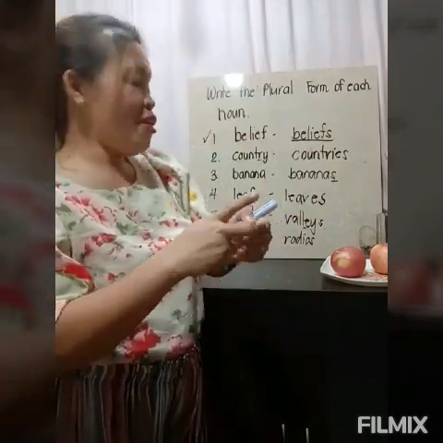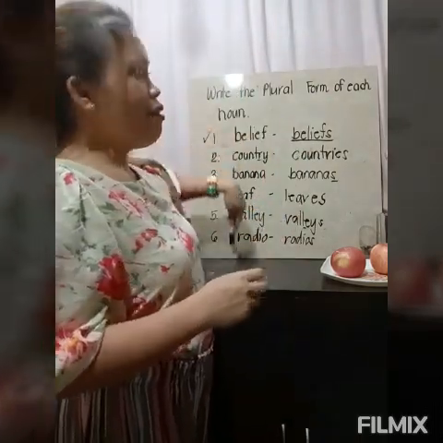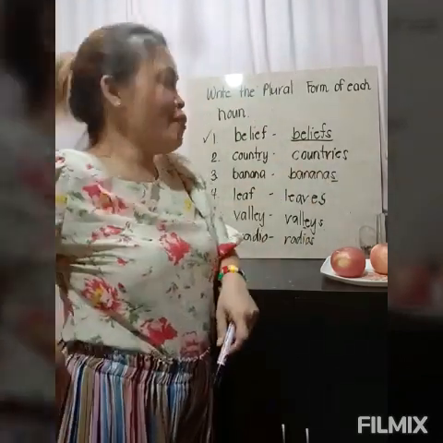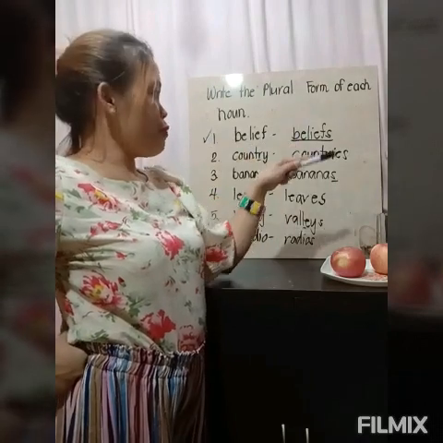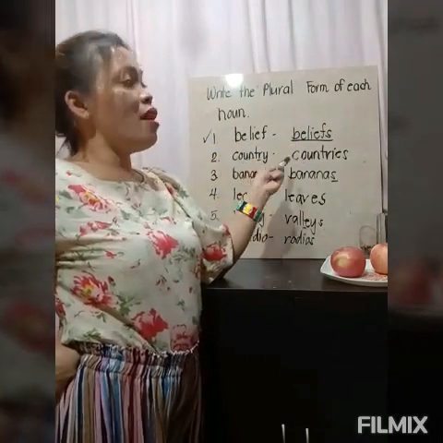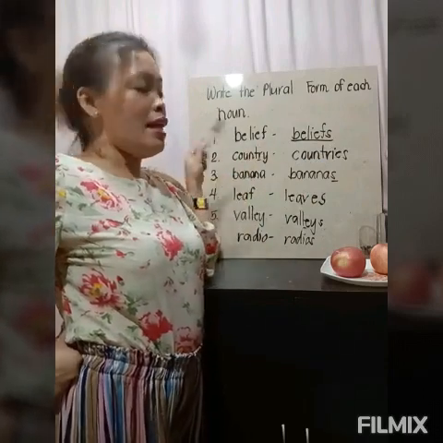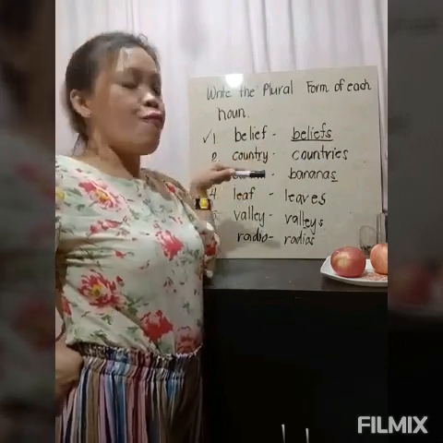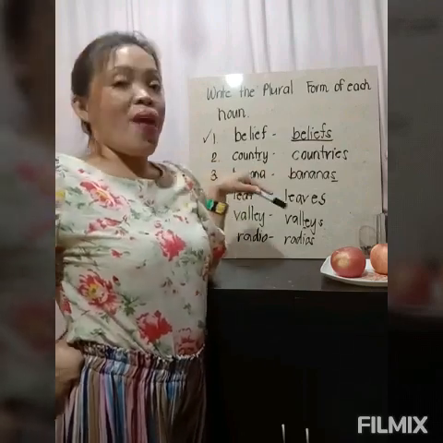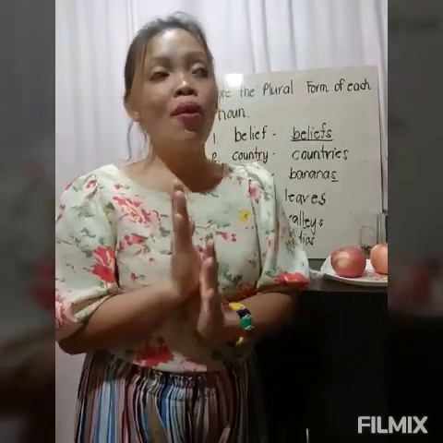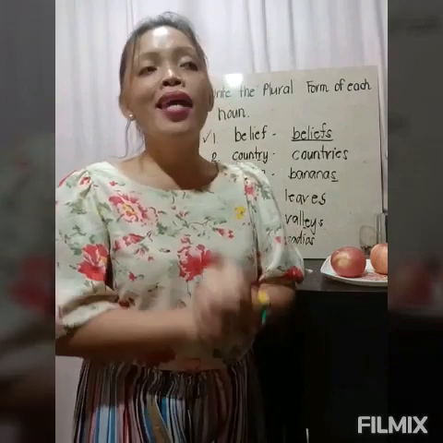So, can we read the words now? Singular nouns to plural nouns. We have to read belief, beliefs. Country, countries. Banana, bananas. Leaf, leaves. Ballet, ballets. Radio, radios. So guys, that's all for singular and plural nouns and the way you form the plural of your singular nouns.